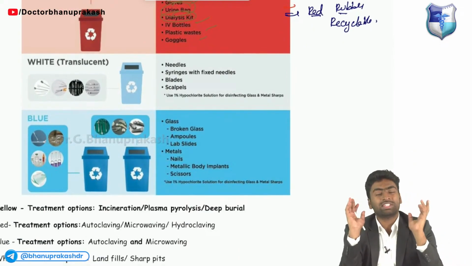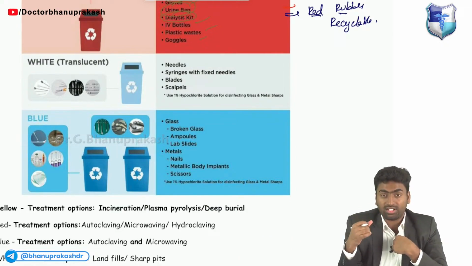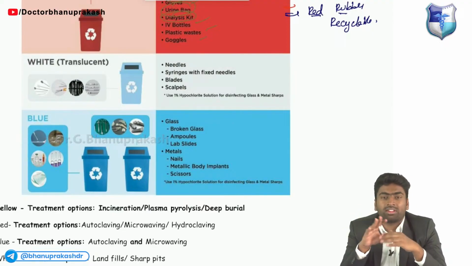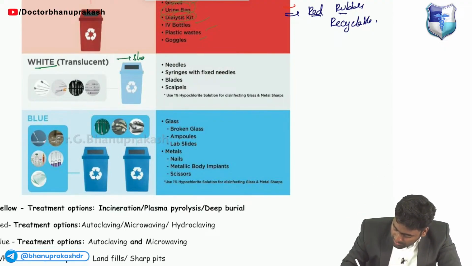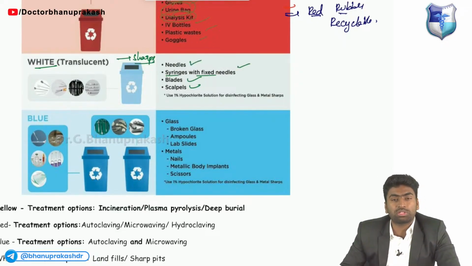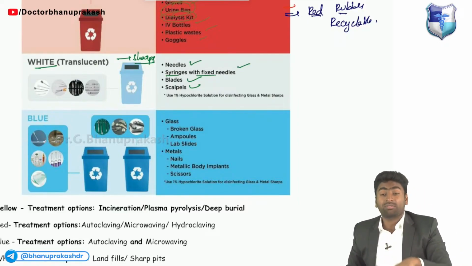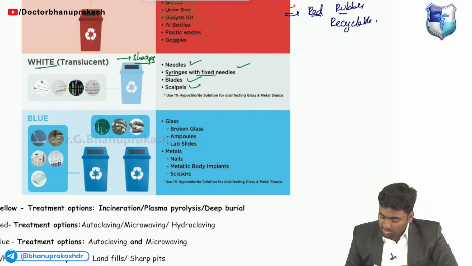If you see on the road, who will be wearing this white? Like who will be wearing this white shirt? They'll have a very bright, very sharp look. You can find them wherever they go. So likewise, remember this white, it will be for sharps. For example, your scalpels, your blades, and your syringes with fixed needles and the rest of the needles. All of them should be thrown into the white. And remember, for the rest we can use bags, whereas in the case of white, we need to use cardboard boxes because it should be puncture proof to prevent injury from the sharps.